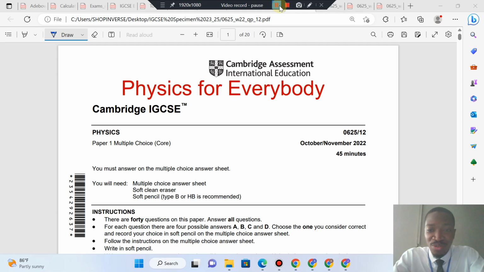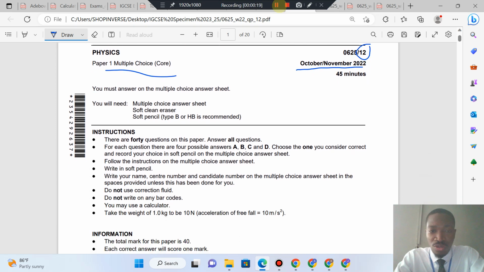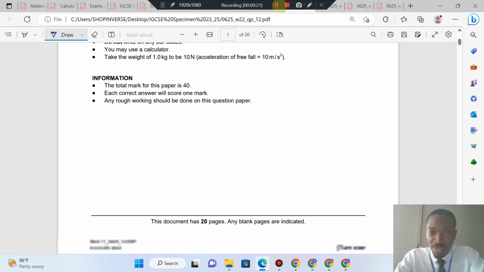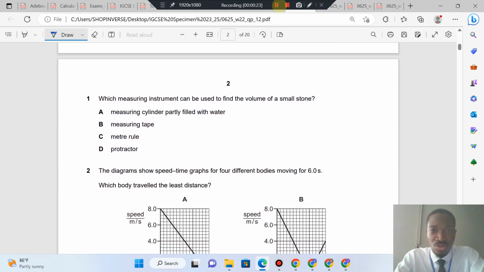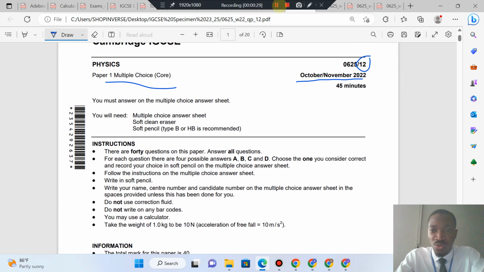So today we'll be solving questions on the October-November year 2022, paper 1, okay? Paper 12 actually, that's paper 1 type 2, your core examination, physics. So we go straight to what we have to do today. We'll be solving all 40 questions and we try to solve all of that within 45 minutes.